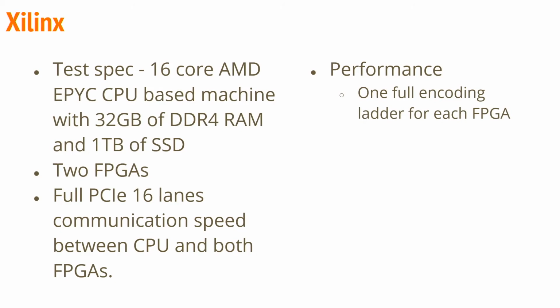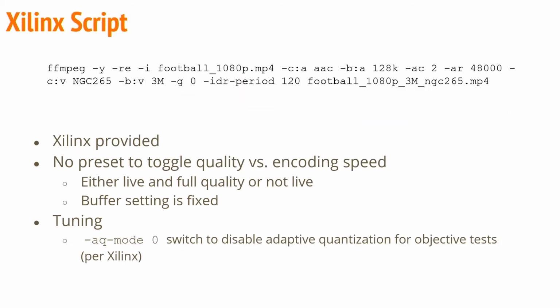Okay, the Xilinx computer, we had this CPU. We had 2 FPGA boards on the system, and we were able to produce 1 full encoding ladder for each FPGA. And we'll cover costs when we get there. The Xilinx script, this is pretty typical with hardware. There's no preset to toggle for quality versus encoding speed. They just produce the best quality they can until they just can't produce in real time. So Xilinx is like that. Some other technologies I've looked at are like that as well.